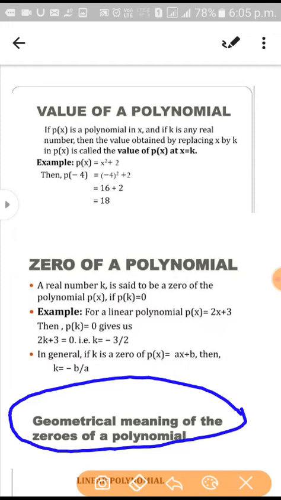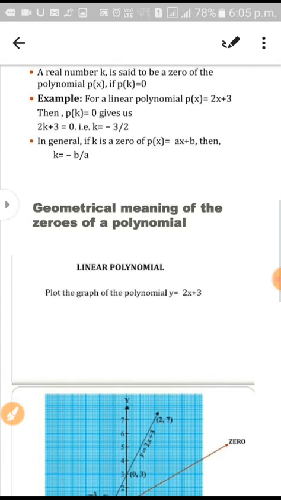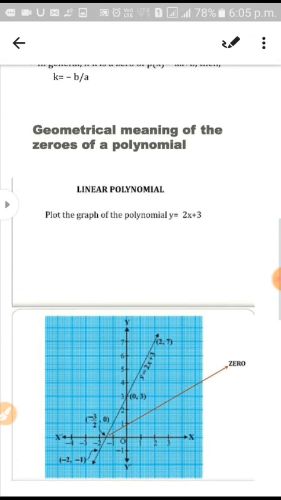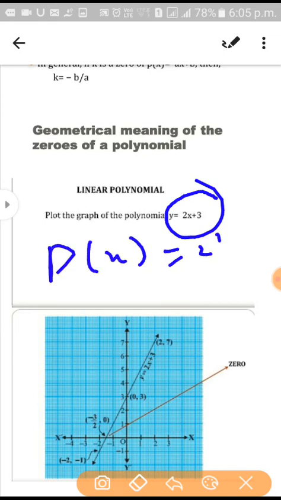Now see, to understand this, first of all, let me say I have a linear polynomial, that is p(x) equals 2x plus 3. Can you find the zero of this polynomial? Mathematically I can find it, that is minus 3 by 2. Also we can draw the graph of this polynomial. So here we have the graph of this polynomial.